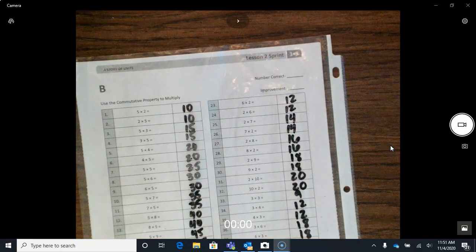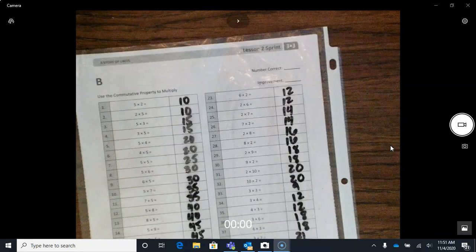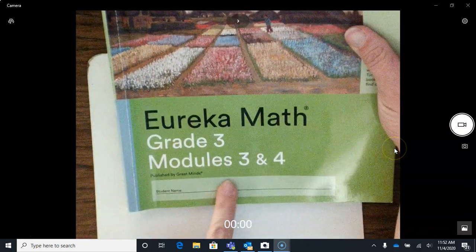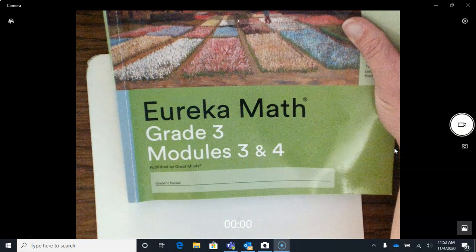Okay? Awesome. All right, once you've got that done, you can put your fluency book away. And I need you to get your Learn book. Get your Learn book out. Remember, it's your new one. It's a new one that says modules 3 and 4. So one that hopefully your parents were able to pick up last week. And I need you to turn to page 9. If you will turn to page 9, please, in your Learn book.